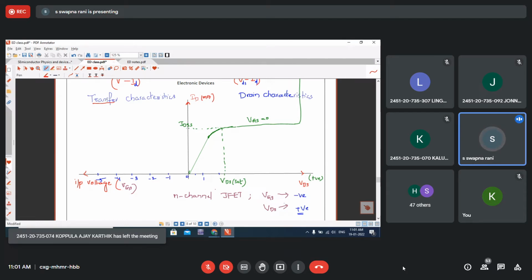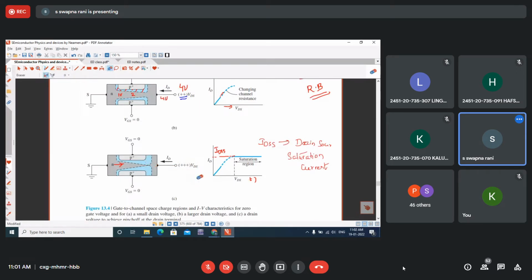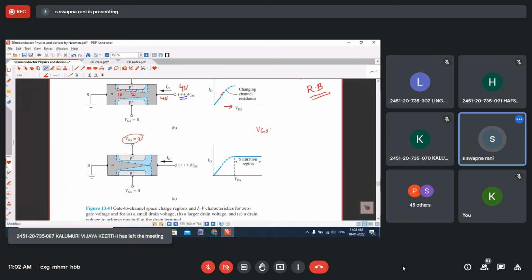So when VGS equal to -1, let us assume this VDS sat is 4 volts. If you observe this figure, when VGS equal to 0, let us assume that pinch off occurred at VDS equal to 4 volts. When the wedge-shaped depletion regions touch at 4 volts, we say that the channel is pinched off and a constant drain current is flowing.